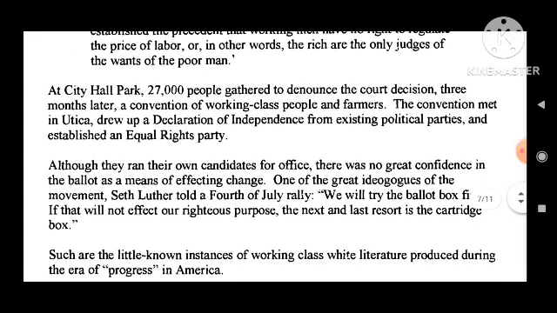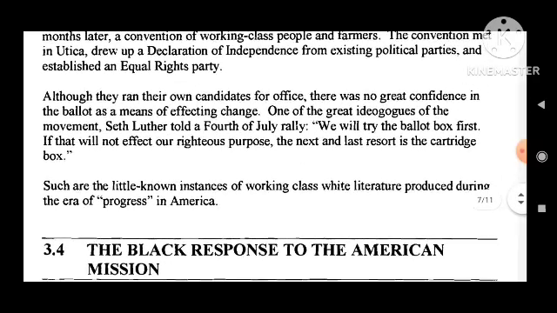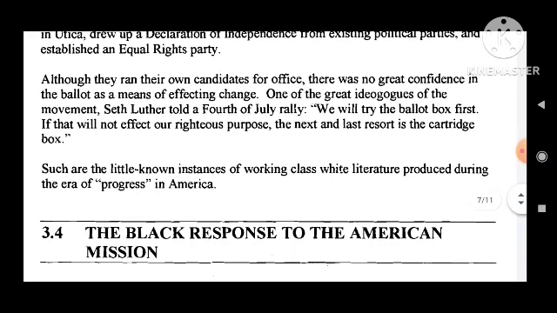At City Hall Park, 27,000 people gathered to denounce the court decision. Three months later, a convention of working class people and farmers met in Utica, drew up a declaration of independence from existing political parties and established an Equal Rights Party. Although they ran their own candidates for office, there was no great confidence in the ballot as a means of effecting change.